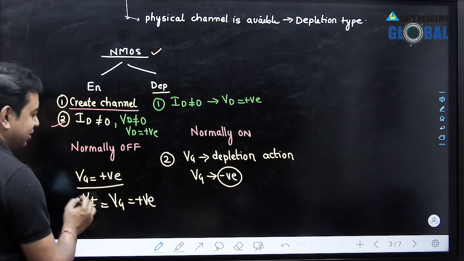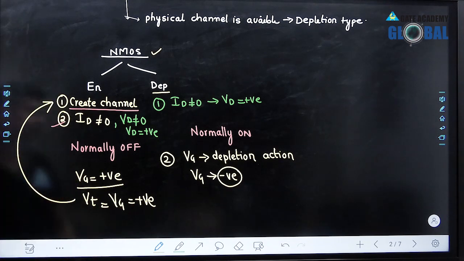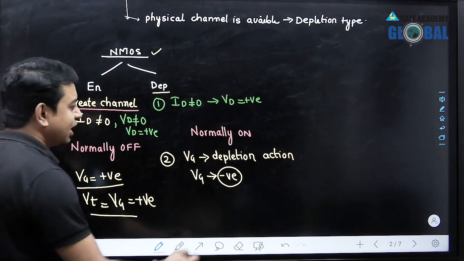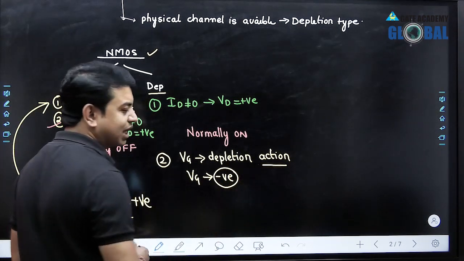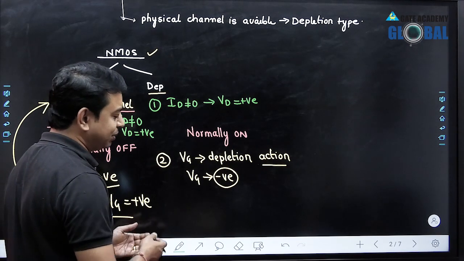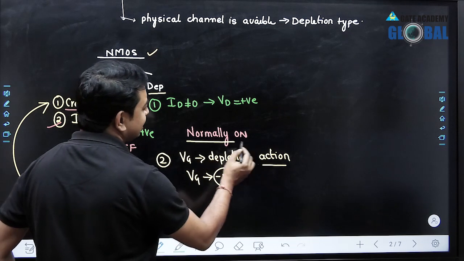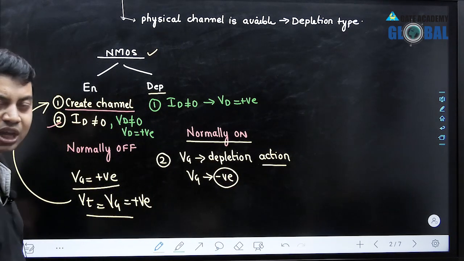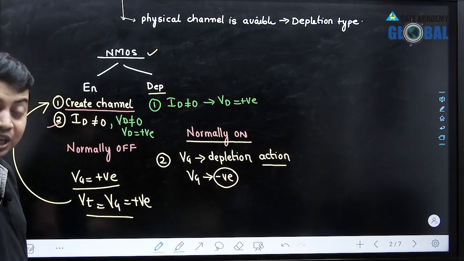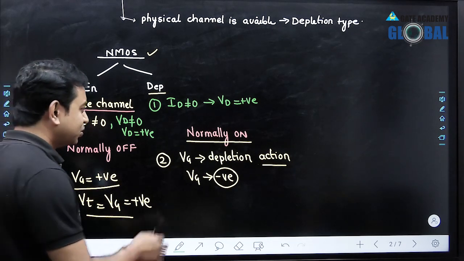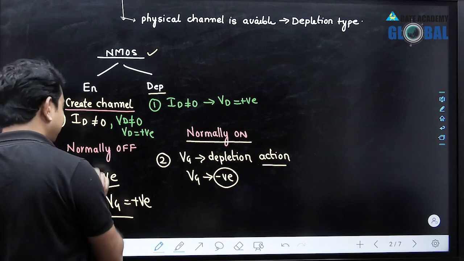At this condition we are able to create the channel. So that means the threshold voltage must be positive. But we have to work as a depletion action here, or depletion mode of operation, and we have to apply a gate voltage. Since it is a normally on device, we have to take care that we are able to turn the device off. This is the controlling action. So on should be off, or off device should be on.